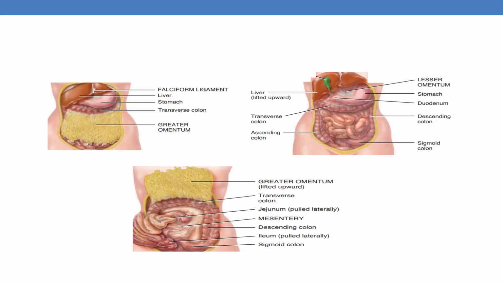This is the pictorial representation of various folds. The first one is greater omentum. The entire yellow color one is the greater omentum. It is lifted up. Usually it will be like this.